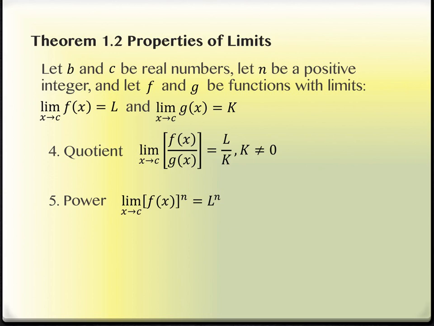And then number 5 is powers. And what it basically says is that if we have a function, f of x, and it's raised to a power, and then we take the limit, we could actually find the limit first and then raise it to a power. We can interchange those kind of operations.